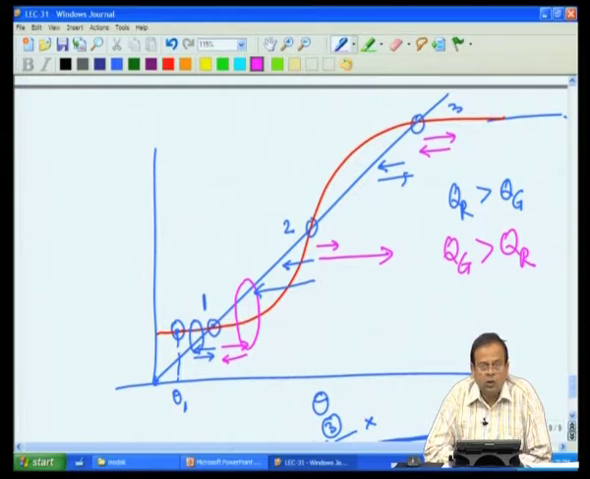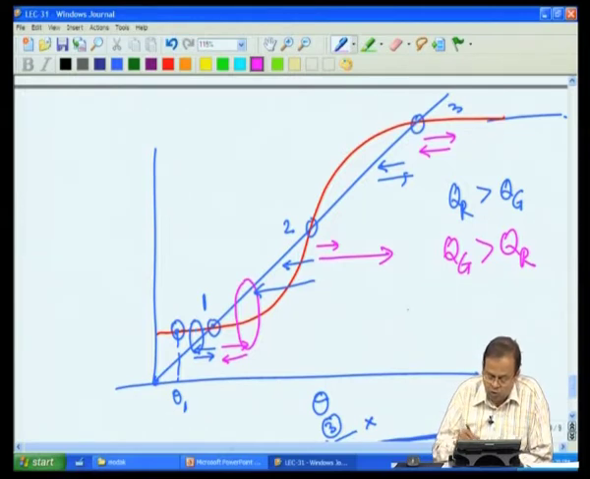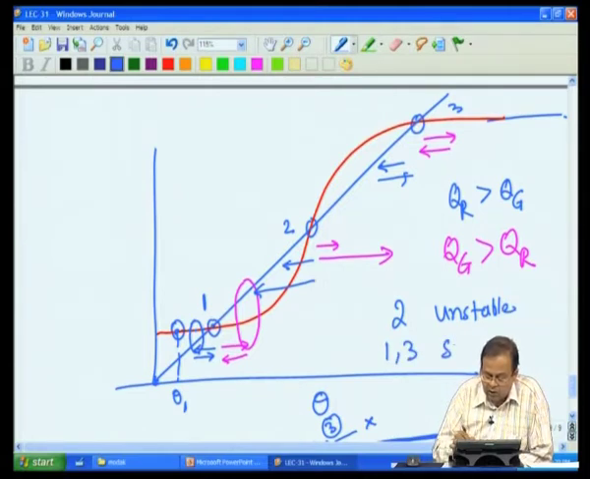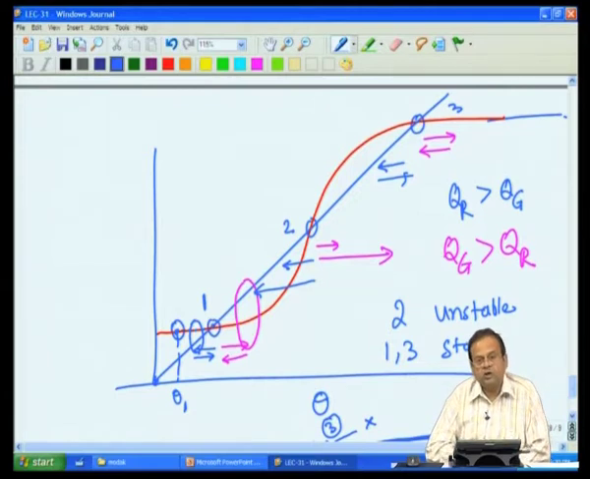In short, any perturbation at steady state number 2 is not going to die down, it is in fact going to amplify. We call such steady states inherently unstable steady states. So, steady state 2 is unstable and steady states 1 and 3 are stable steady states. We will look at the formal definitions and how we do this analysis in our next session.